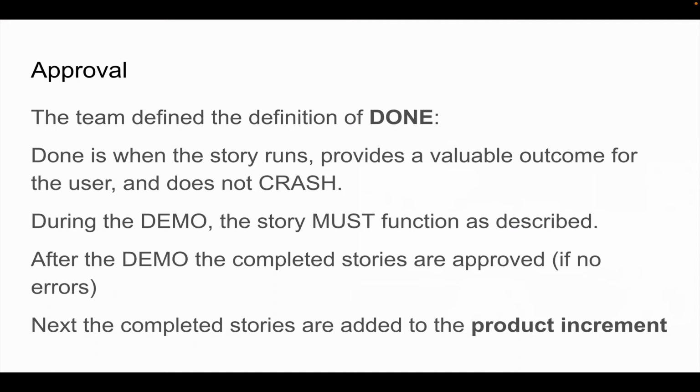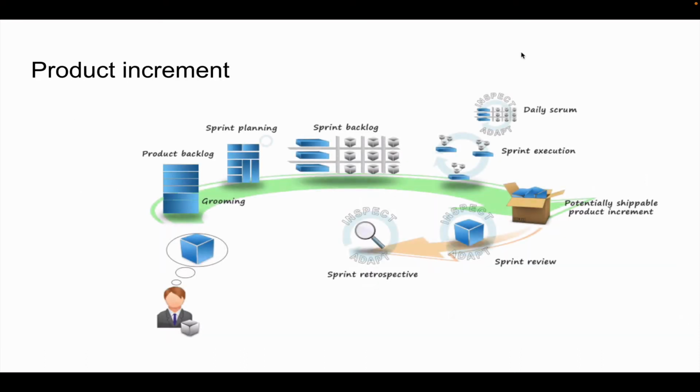And next, the completed stories are then added to the product increment. The product increment happens at the end of the sprint. So you see the sprint execution is the duration of one sprint, and at the end of that sprint they have defined a certain number of stories that should be completed.